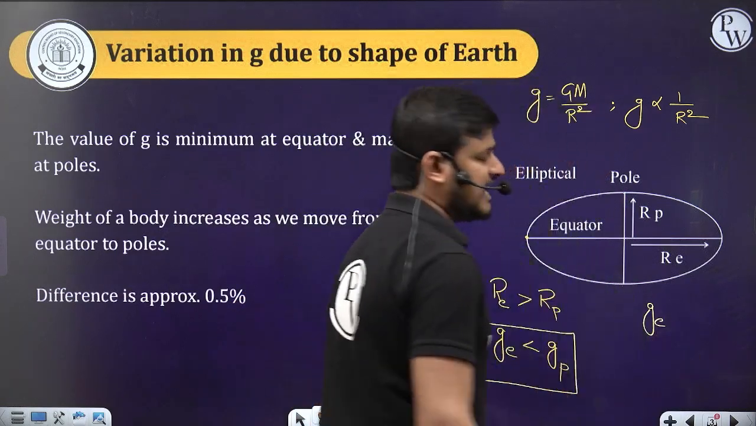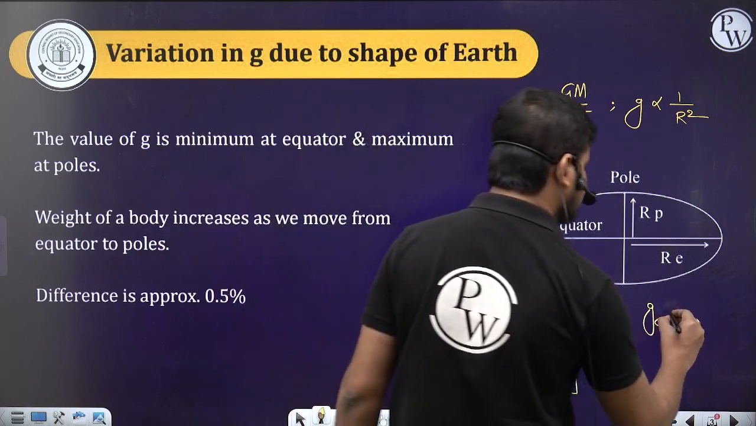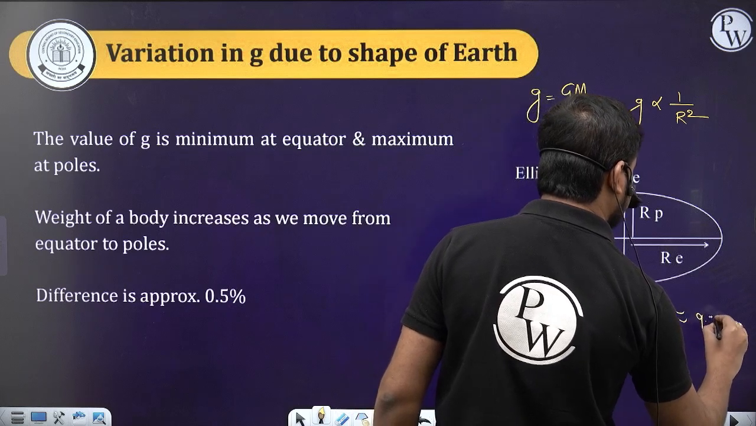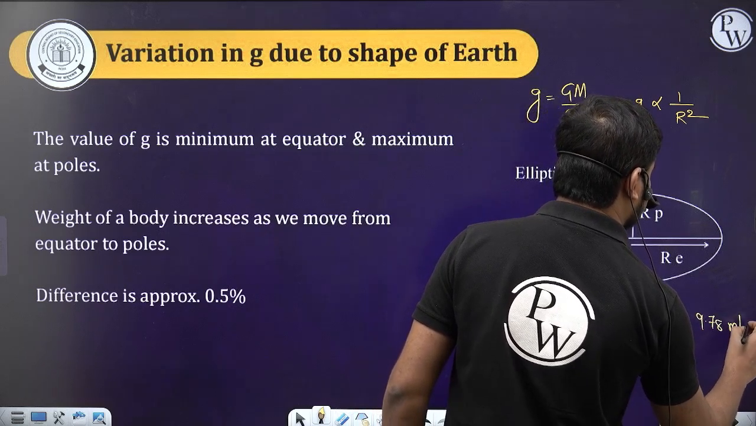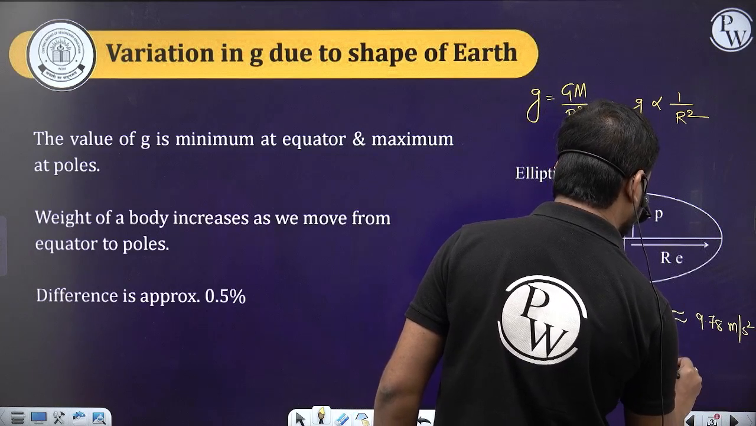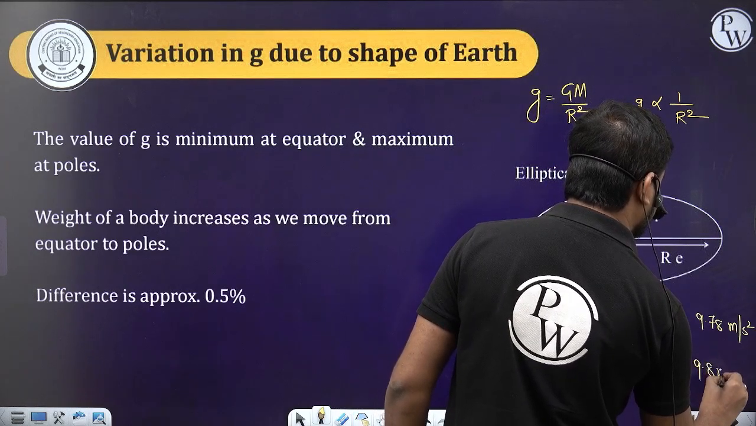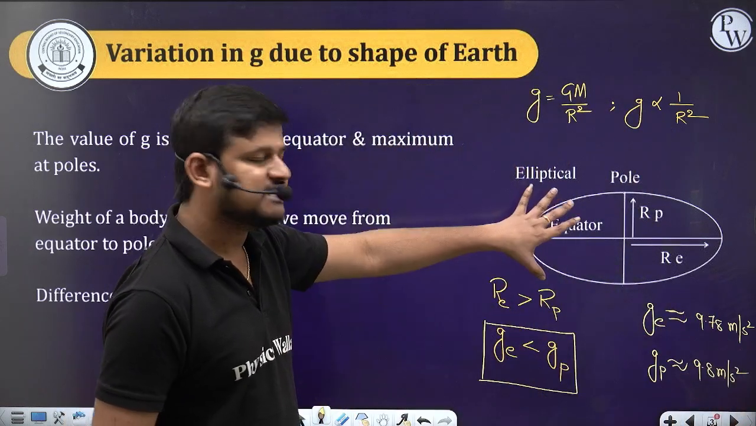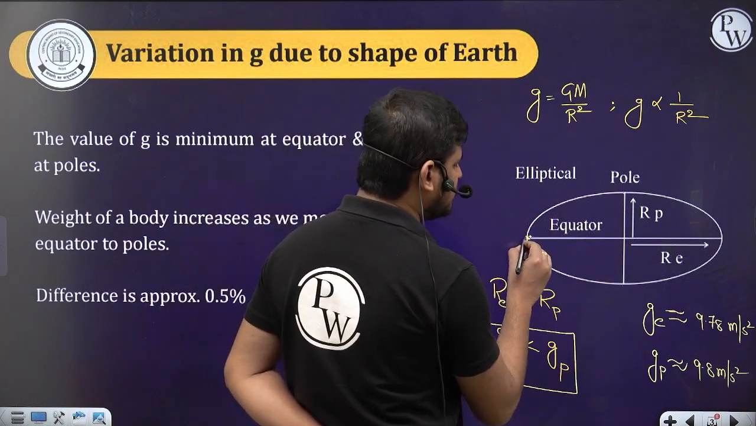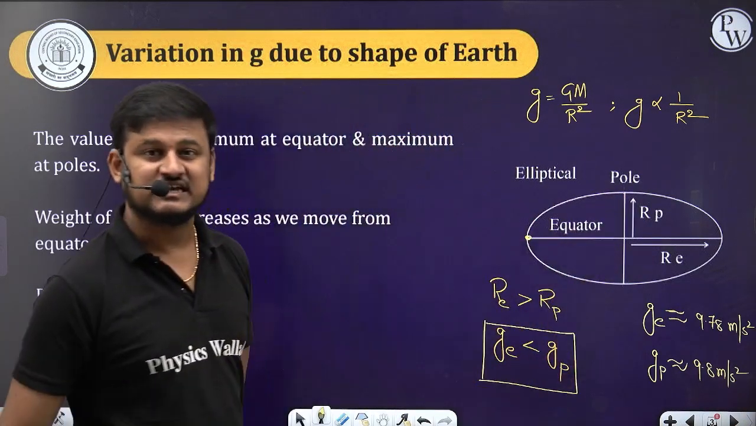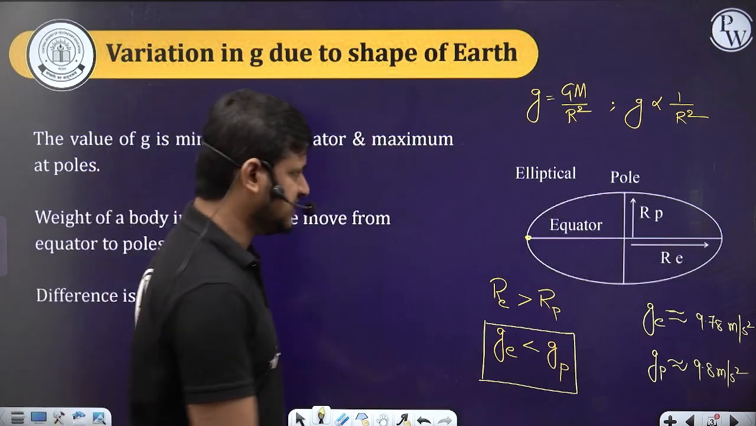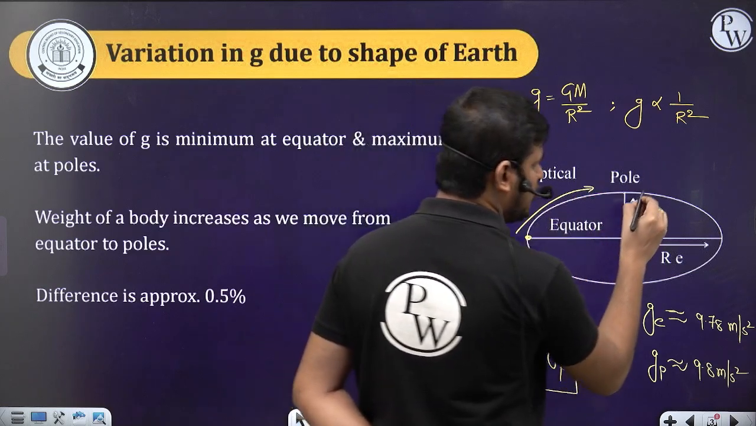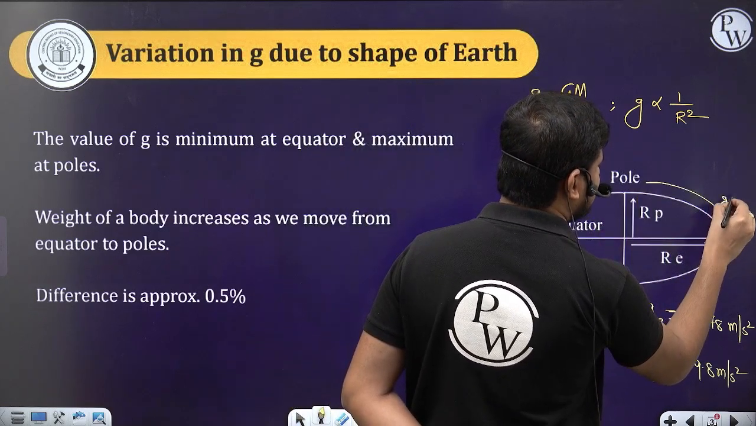The acceleration due to gravity at the equator is approximately 9.78 meter per second square. And at the poles it will be 9.8 meter per second square. So a very small change. Okay, clear, guys? As we go from the equator to the pole, the g value increases. How much? Approximately 0.5%, that's it. From equator to pole, the g value increases. From pole to equator, the g value decreases.